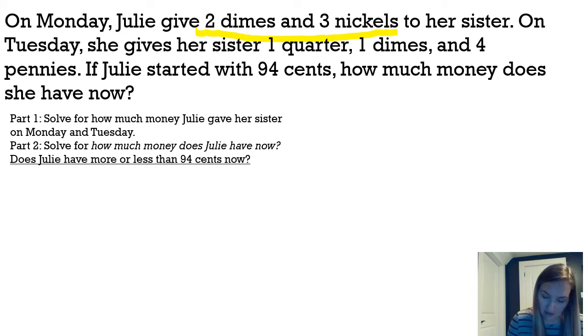Drawing a picture of that right now. And on Tuesday, she gives her sister 1 quarter, 1 dime, and 4 pennies. I'll show you my picture in just a moment.